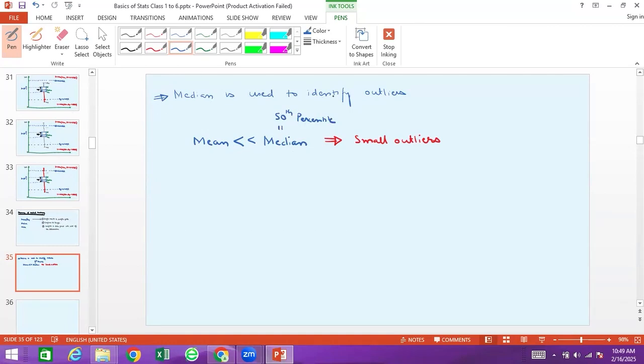Okay, median is used to identify outliers. That's all I have said. So when your average, or the mean value, is way lesser as compared to the median, that indicates there is a probability that you have very small values, right? It means you have small outliers in the data. On the other hand, if your mean value is very large as compared to median, this indicates that you have big outliers in the data set.